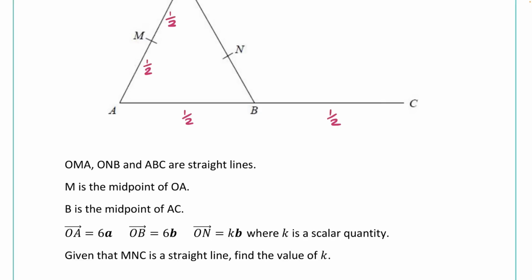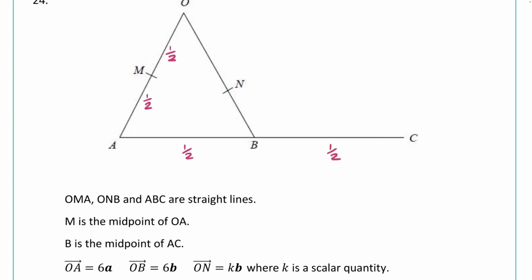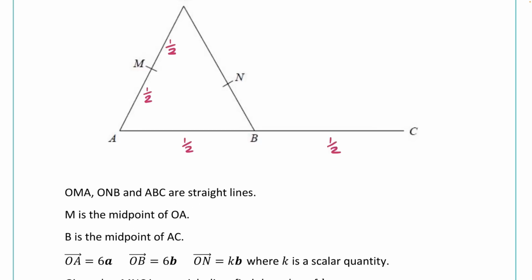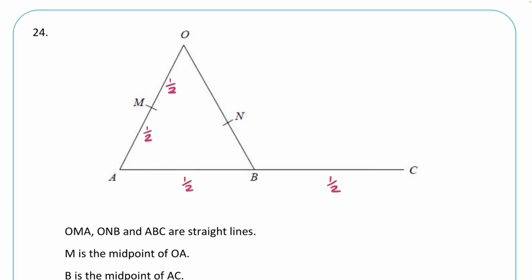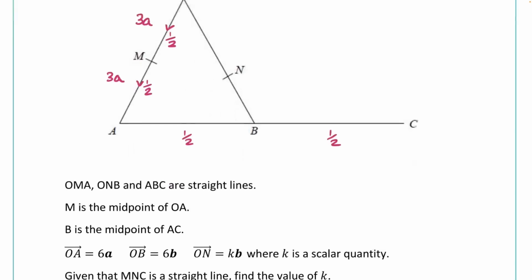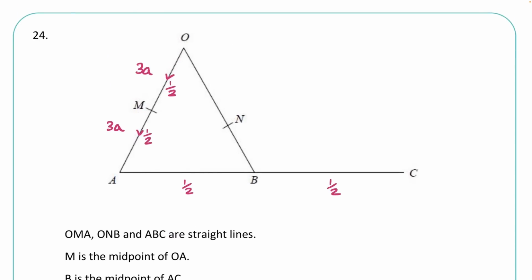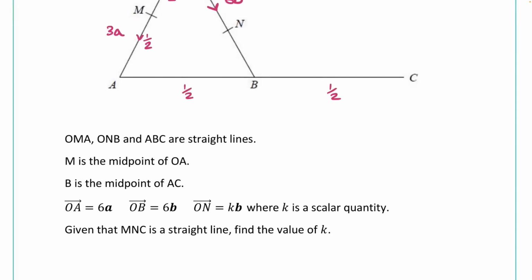And then it tells us O to A is 6A, O to B is 6B, but O to N is K lots of B, where K is a scalar quantity. So we don't know how far along the line O to N is. But O to A is 6A, but these were in halves, so that would be 3A and 3A, paying attention to the direction of the arrow there, because we're moving from O to A. O to B is 6B, and we don't know how that splits, so I'll just label that 6B. And then, given that MNC is a straight line, find the value of K.